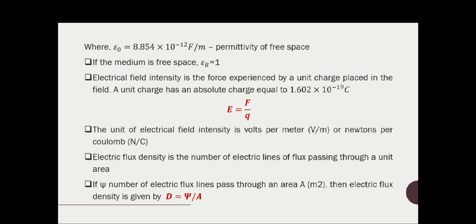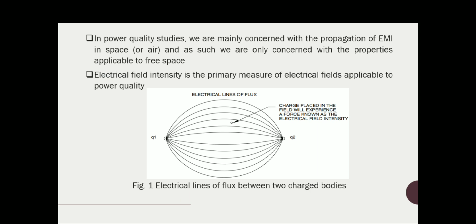Then electric flux density is the number of electric lines of flux passing through a unit area. So if psi number of electric flux lines pass through a unit area A, then electric flux density is written as D equal to psi divided by A. And the ratio between electric flux density and electric field intensity is the permittivity of the medium. Here you can see the electrical lines of flux between two charged bodies.